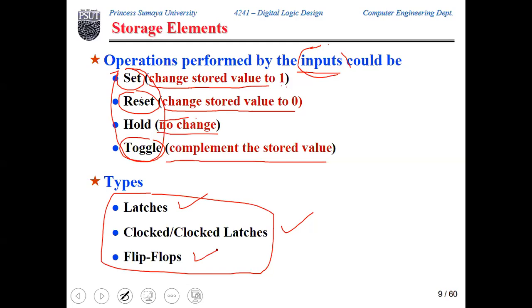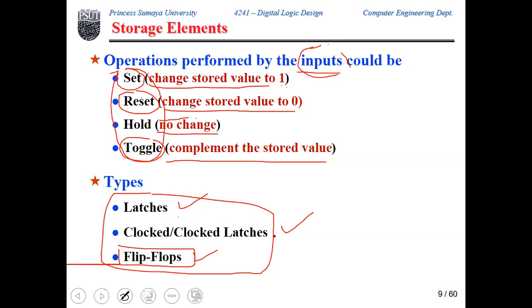So we will discuss these 3 types. However, our focus in this chapter, when it comes to the analysis and the design of a sequential circuit, is concerned with the third type of storage element, which is the flip-flops. So why do we discuss the latches and the clocked latches? In order to know what flip-flops are, we need to know what latches are and what clocked or controlled latches are. They call them clocked latches or controlled latches.